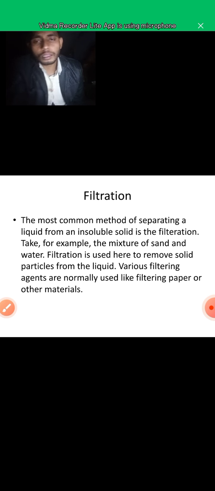A heterogeneous mixture has more types. An example is sand and water. When sand and water are mixed, the water is on the upper side and the sand is on the lower side. After some time they separate.